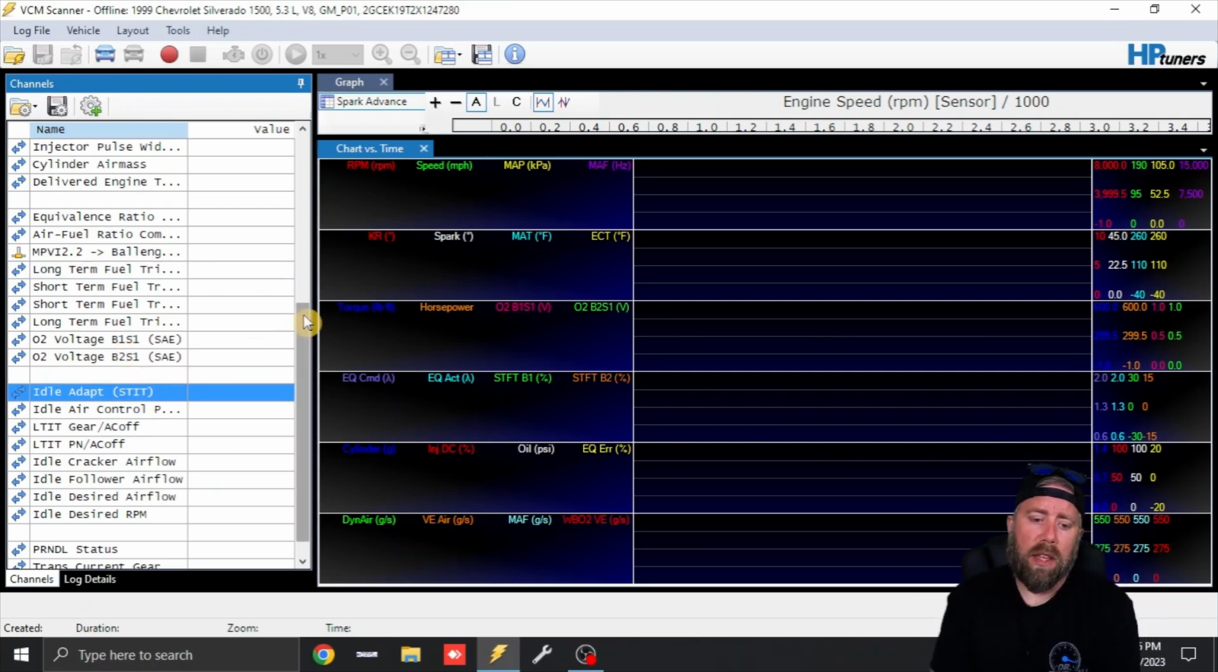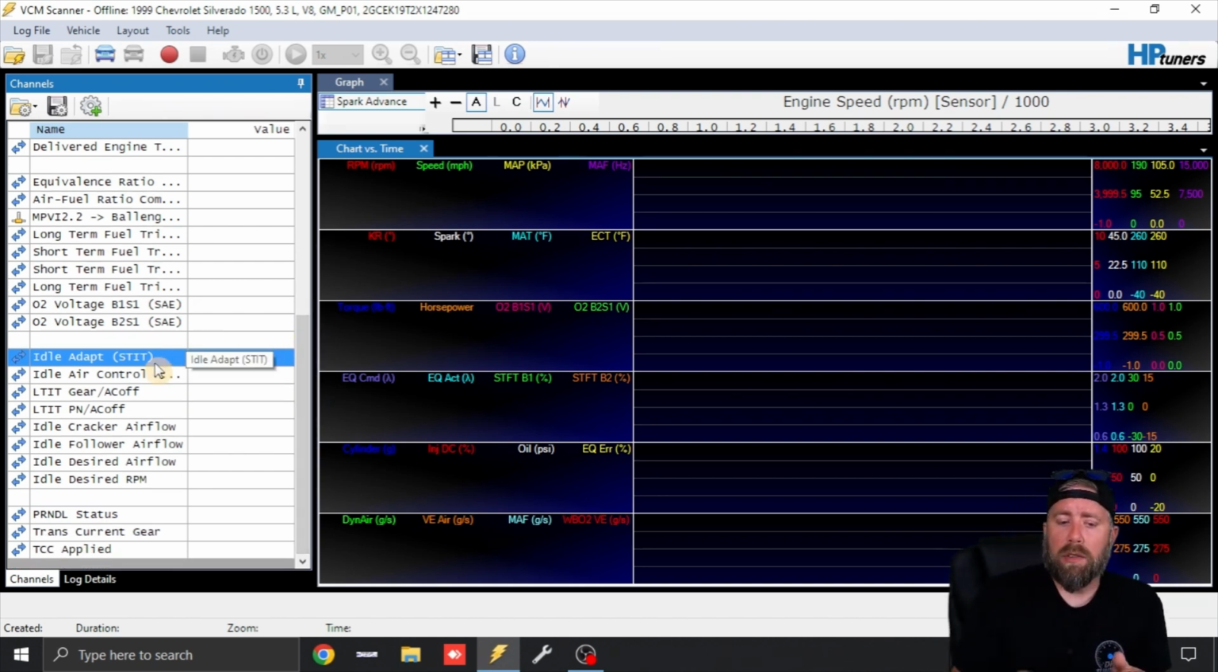Idle adapt. This is short-term idle trims, which is what STIT stands for. This tells you your immediate airflow that the ECU is correcting to get your idle under control. So say you're commanding a 750 RPM idle and you're on a stock idle table. This may be adding say 6 grams per second of air, and you can actually take that and input it directly into your base running airflow table. I have that in one of my videos, or multiples of my videos, as well.